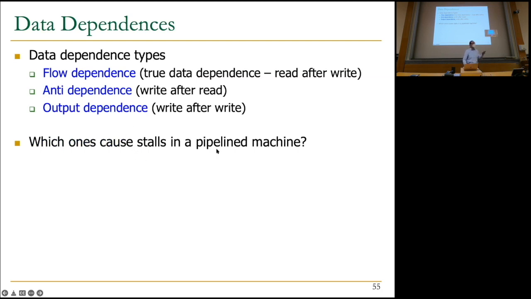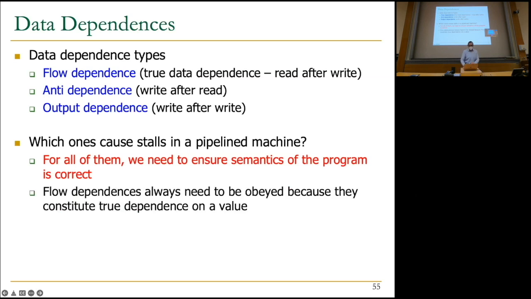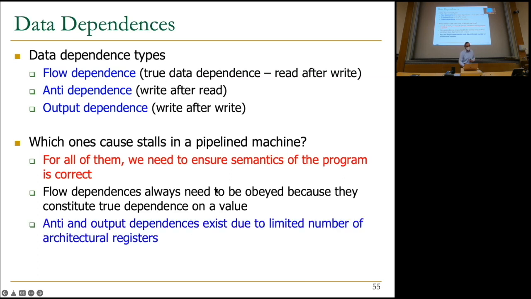But actually, any one of these can cause stalls in a pipelined machine. For all of them, you need to ensure the semantics of the program is correct. You cannot ignore them, basically. If you do something wrong, you may actually get the wrong result. So flow dependencies always need to be obeyed because they constitute a true dependence of a value, as we will see in a little bit. Anti and output dependencies exist because you don't have enough names, you don't have enough registers, for example, or you don't have enough memory locations.